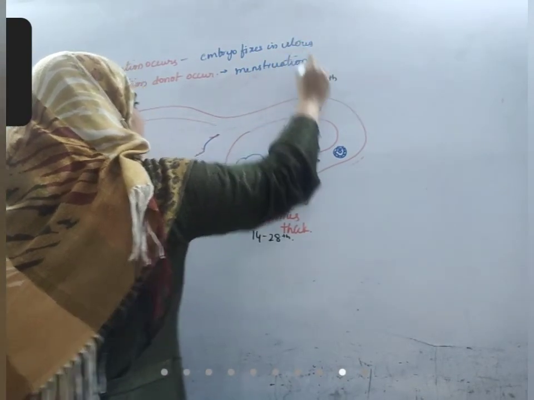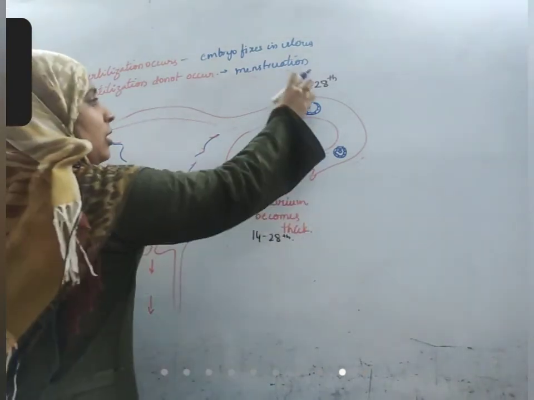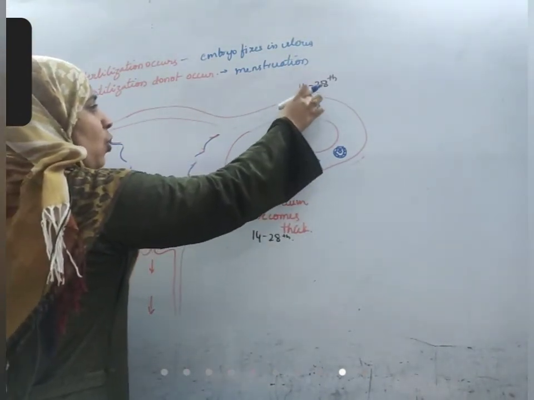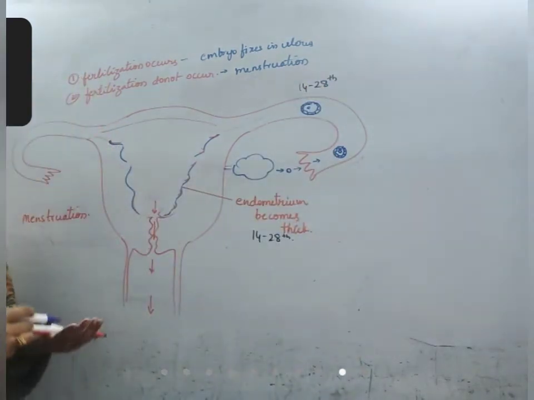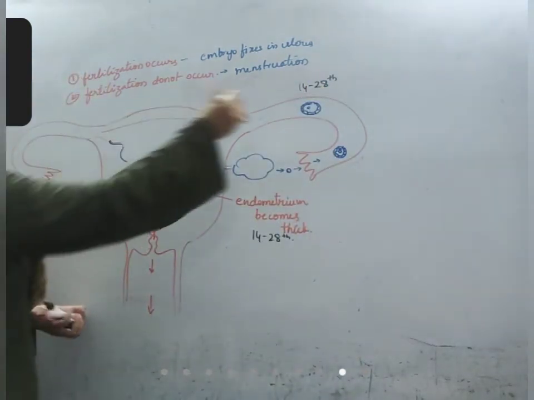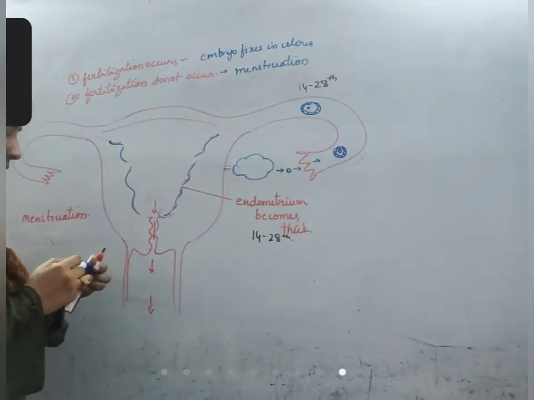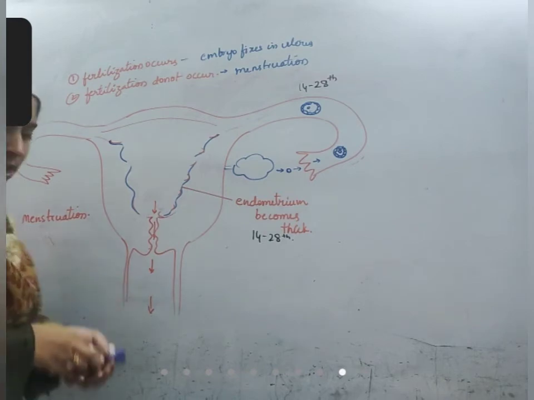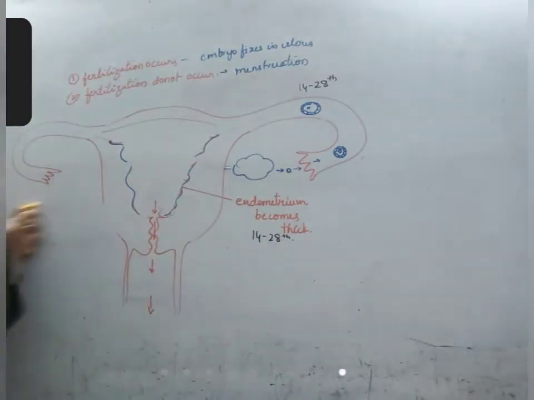Anything can happen. Sperm can enter the body and fertilize this ovum any time between the 14th day and the 28th day. After 28 days, this ovum also sheds along with the endometrium wall. So these are the changes in the uterus that take place, and then the hormonal changes.